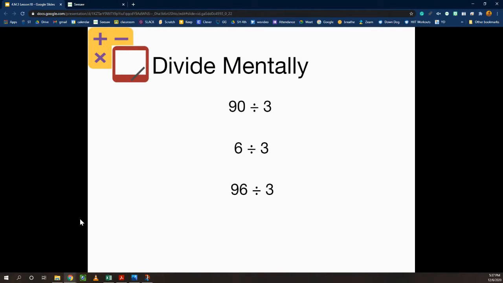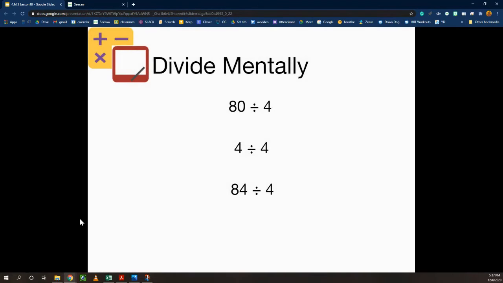Let's think to ourselves 90 divided by 3. We know that 3 goes into 9 3 times, so it must go into 90 30 times. 6 divided by 3. How many 3's will fit into 6? 2. So if I wanted to do 96 divided by 3, I would take my quotient of 90 and then my quotient from 6 and put it together for 32.